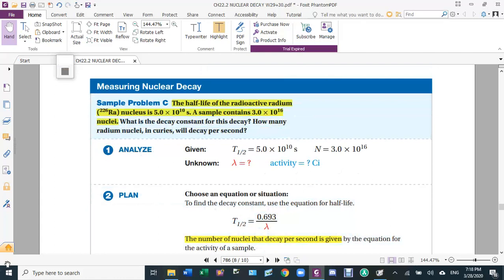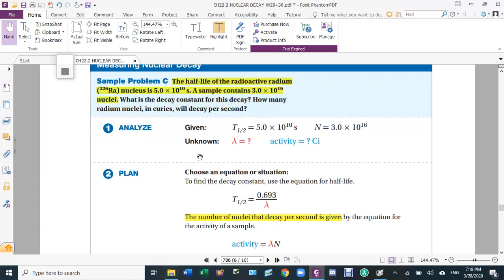Let's take an example about the half-life. The half-life of the radioactive radium-226 nucleus is 5 multiplied by 10 to the power 10 seconds. A sample contains 3 multiplied by 10 to the power 16 nuclei. What is the decay constant for this decay? First question: how many radium nuclei in the sample will decay per second? Number 1, we have to analyze the questions. The given half-life equals 5 multiplied by 10 to the power 10 seconds, and the number of nuclei equals 3 multiplied by 10 to the power 16. Unknown are lambda and the activity.